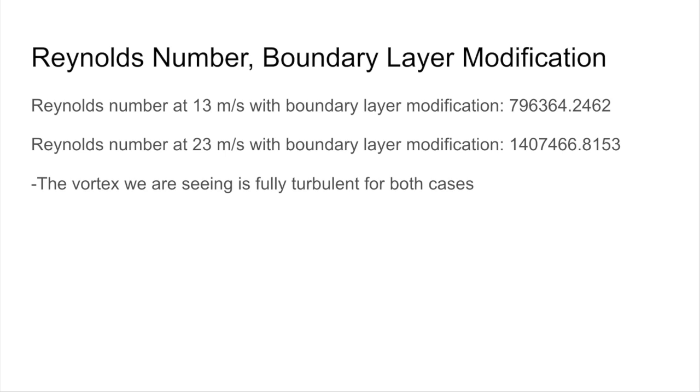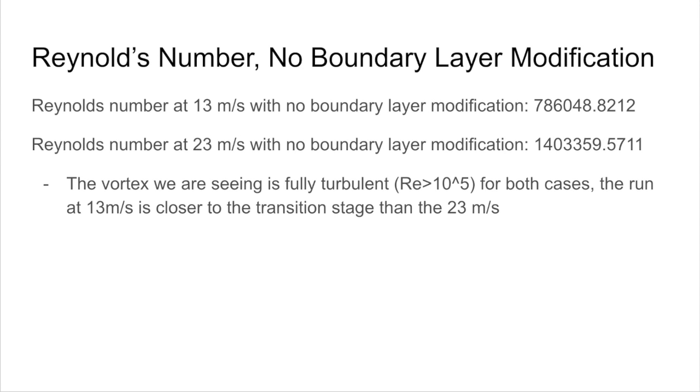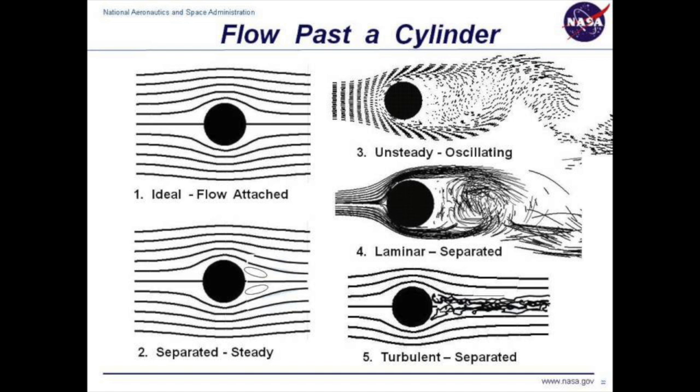Assuming a temperature of 15 degrees Celsius and therefore using a constant dynamic viscosity, we calculated the Reynolds number for each of the two velocities. Both of them are on the order of 10 to the 5 or 10 to the 6, with the first one being around 700,000 to 800,000 and the second one being around 1.4 million for velocity at 23 meters per second. This means that we are seeing fully turbulent flow around the backside of the cylinder, because the Reynolds number is significantly greater than 10 to the 5th, 100,000, in both cases.